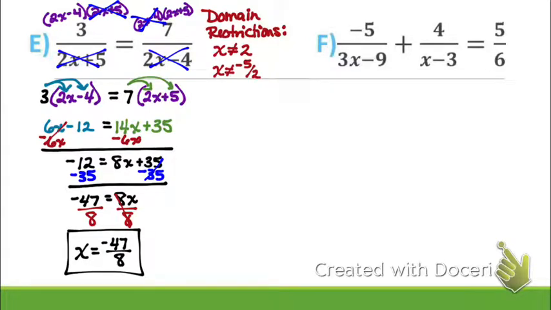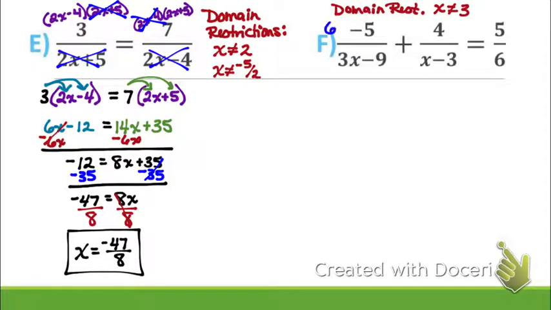F. What are my domain restrictions on F? 3. X cannot equal 3. Anytime I see a rational equation, equal sign, I'm going to take a moment to write down the things that x cannot be, because if those show up in my solutions, I have to remember to pitch them. What would I want to multiply everything by? I thought I heard 6. I like it. Let's multiply everything through by 6.